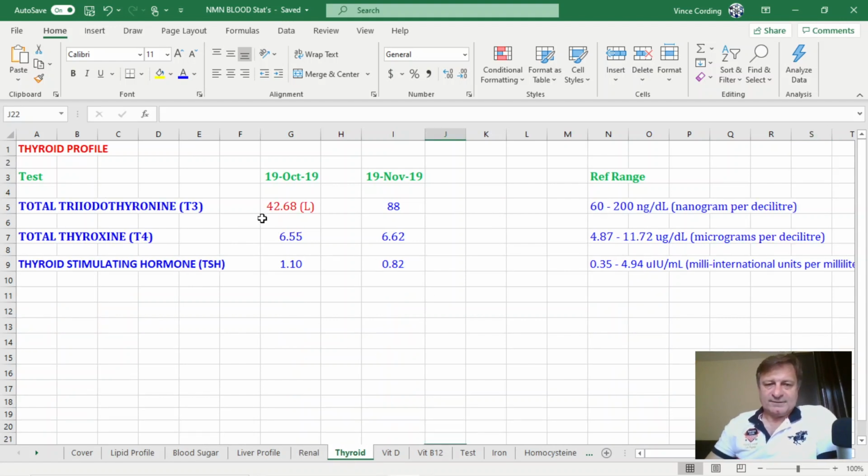Thyroid profile, this number was low. It should be between 60 and 200. It was 42. It's now 88. So I don't know what I've done, but that is well within the reference range now, whereas before it was quite a long way down.